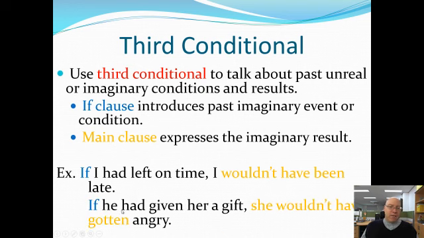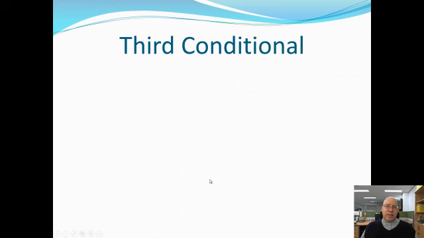If he had given her a gift, she wouldn't have gotten angry. So again, think about the opposite, and that's what really happened. He had given her a gift. Did he? No, he did not, because this is imaginary. So he did not give her a gift, and that is why she was angry. So we have to consider the opposite meaning when we're reading these third conditionals.